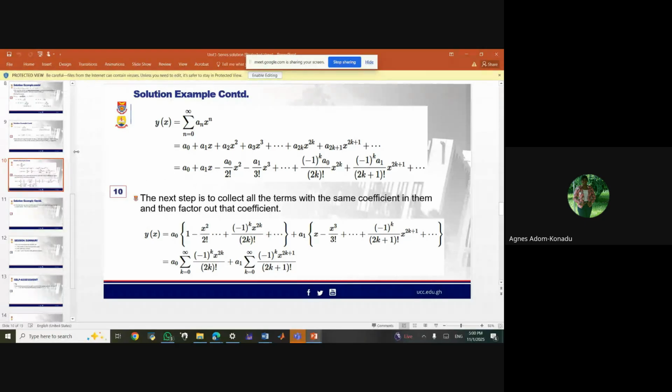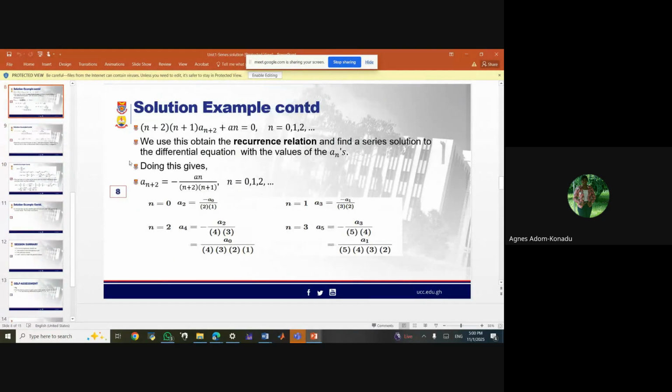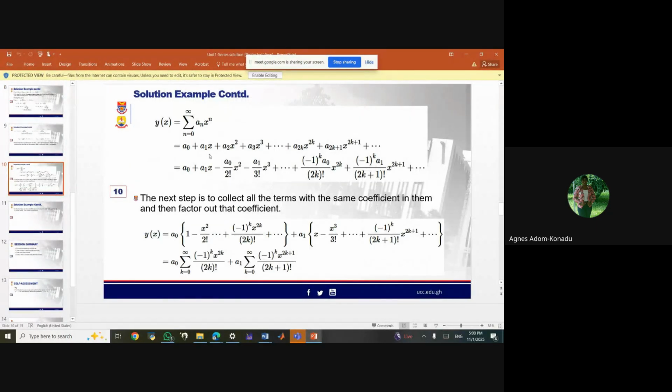A2, sorry, A2. The expression for A2 is already here. So this is the expression for A2. I have the expression for A3, I have the expression for A4, A5, and so on. So I will have the expression for A2, A3. Then I will write the expression for the even one.